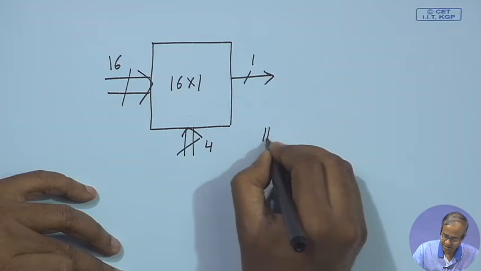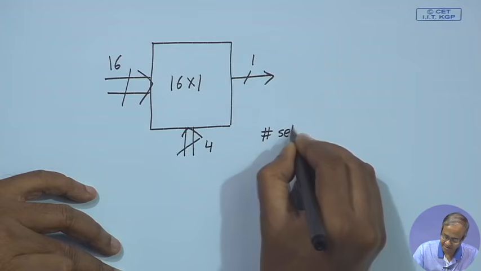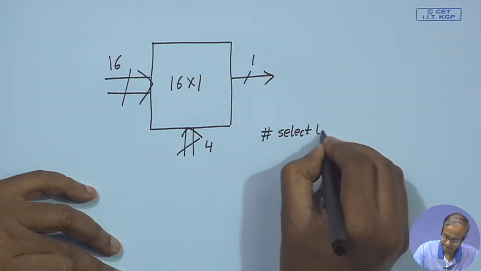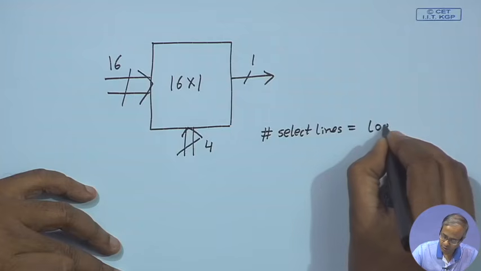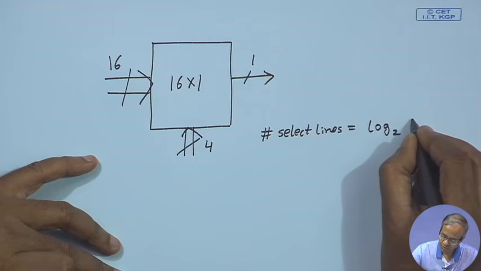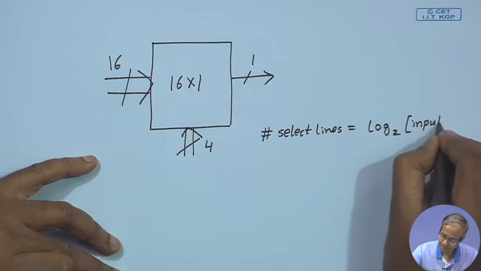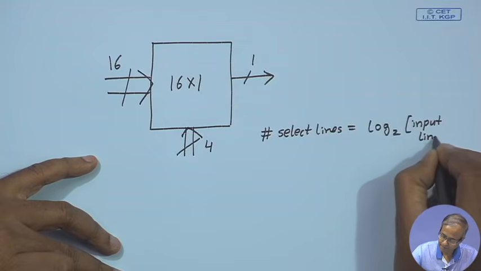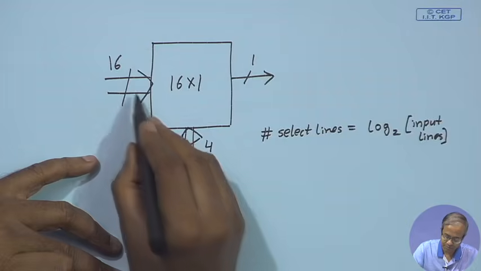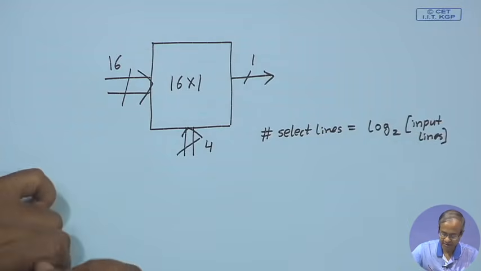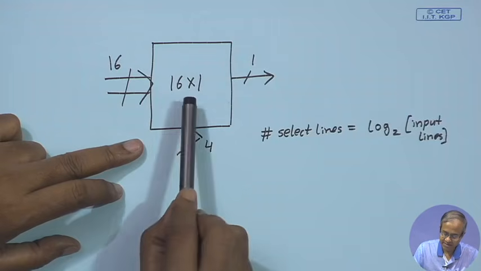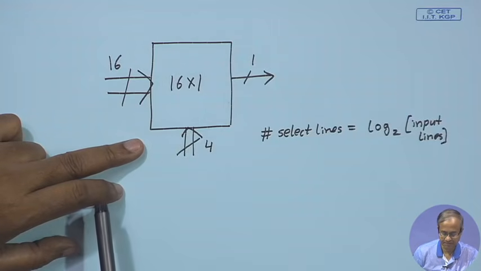So, the rule is, number of select lines is given by log to the base 2 of the number of input lines. Here input lines is 16. So, log to the base 2 of 16 will be 4, right. So, we are trying to design such a multiplexer.